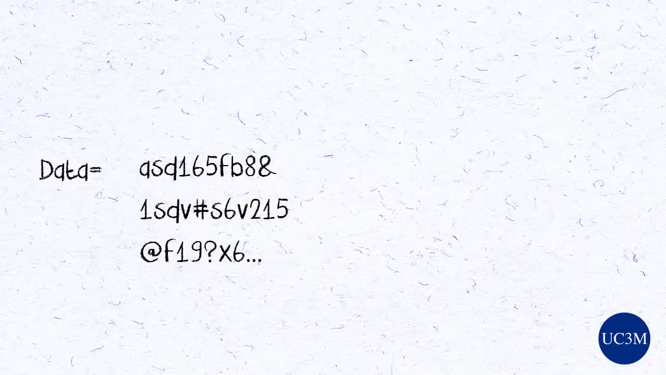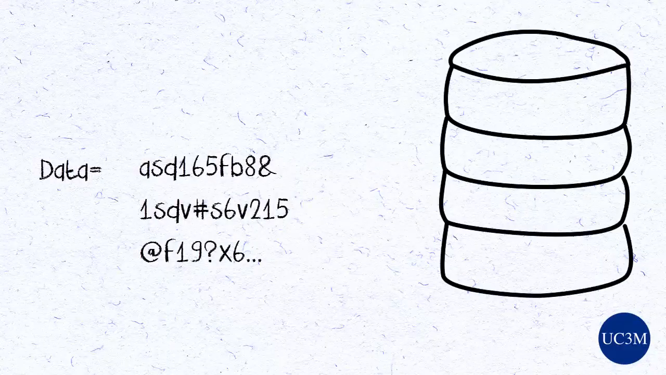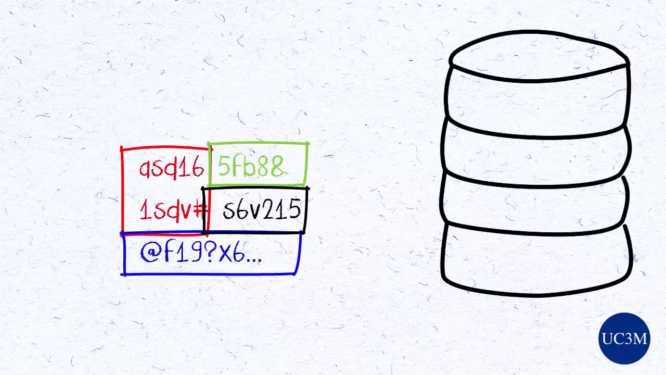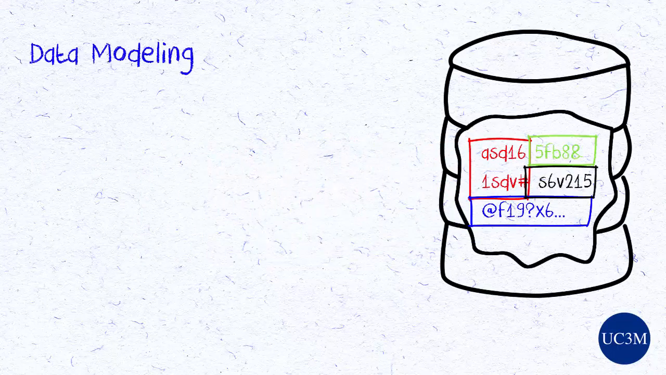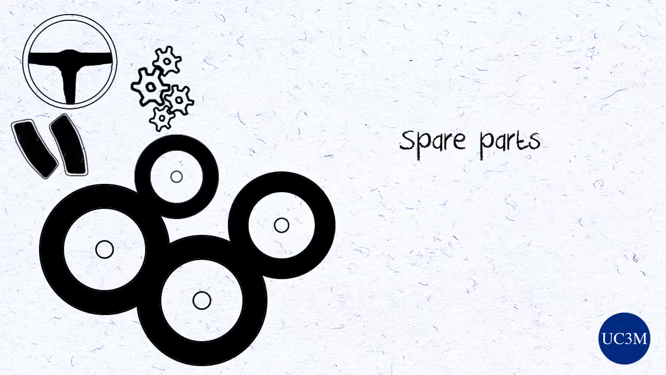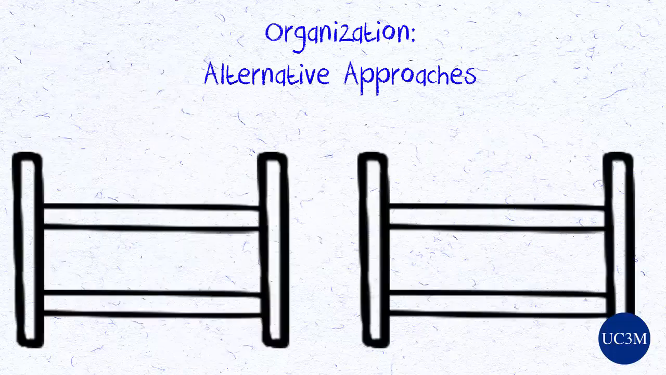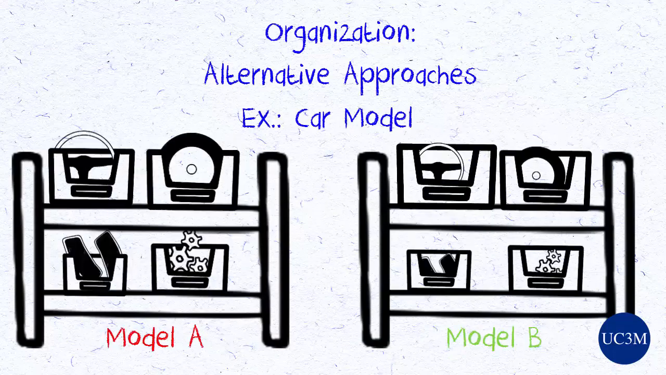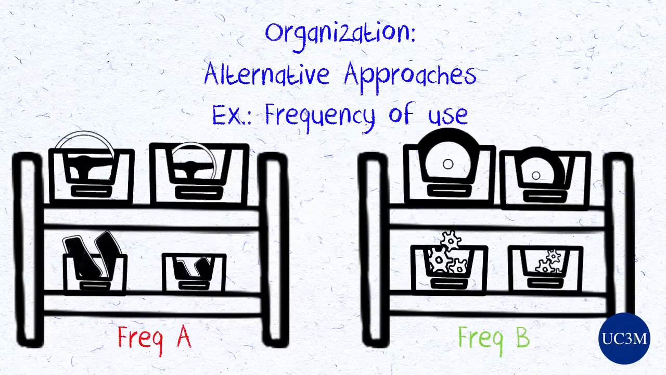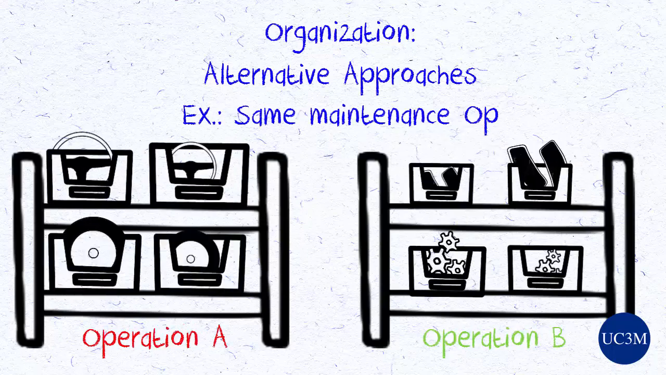Before data can be stored in a database, it must be logically structured or organized. This process is called data modeling, and the resulting structure is referred to as a data model. Spare parts in a stockroom must similarly be organized, and there are various alternative approaches to do that. For example, parts could be organized according to size, according to car models, according to how frequently they are used, or by grouping together parts that are normally used in the same maintenance operations.